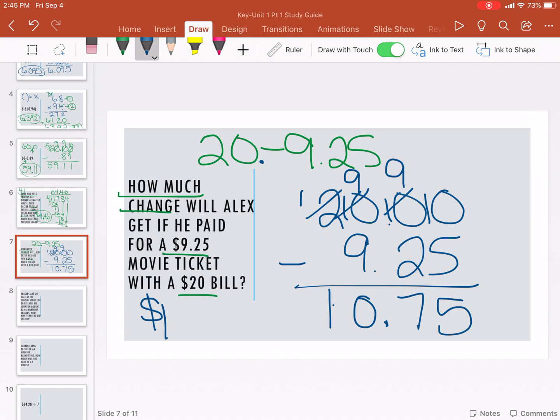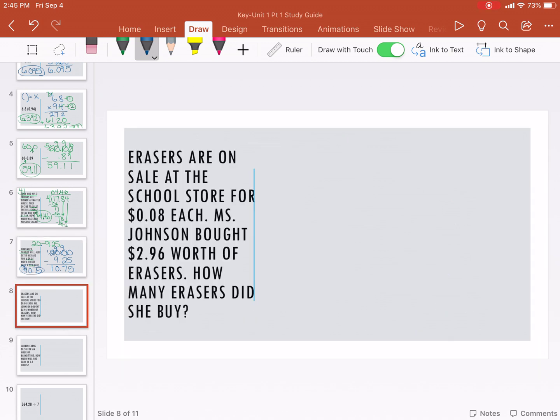So our answer is $10.75. That is how much he will get paid back. Not paid back, but how much change he'll get. Pause it if you need to, guys. If you're having trouble keeping up with some of this, go ahead and pause it and make sure you understand it and show the work.